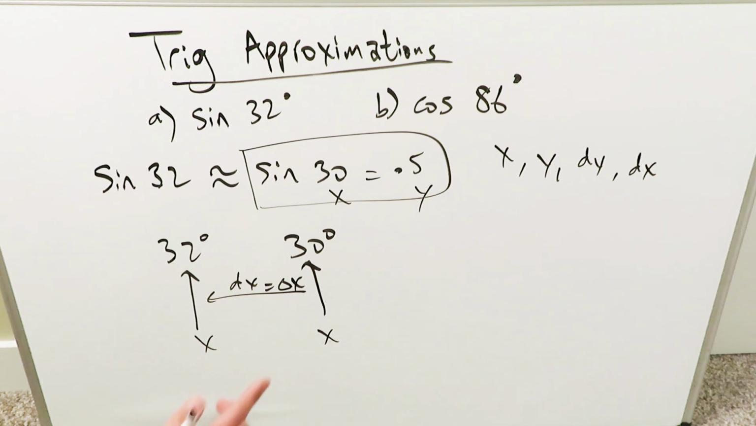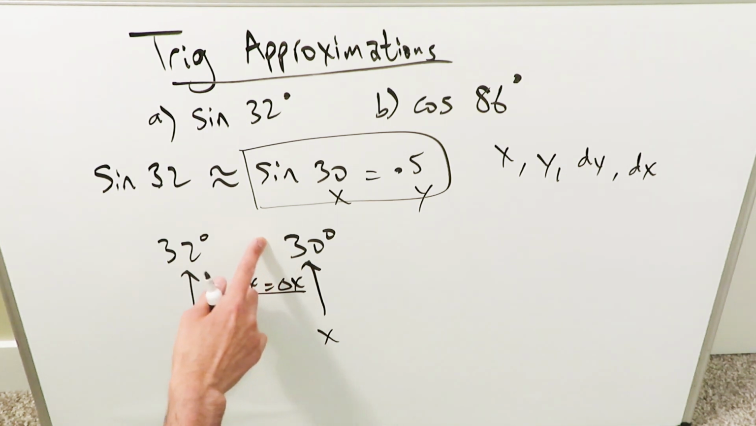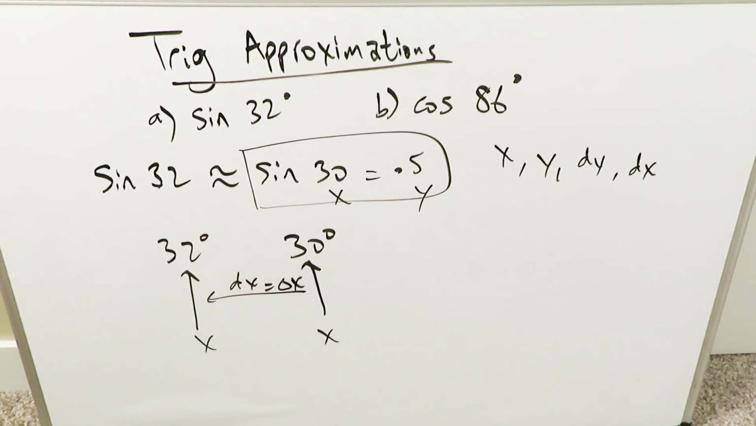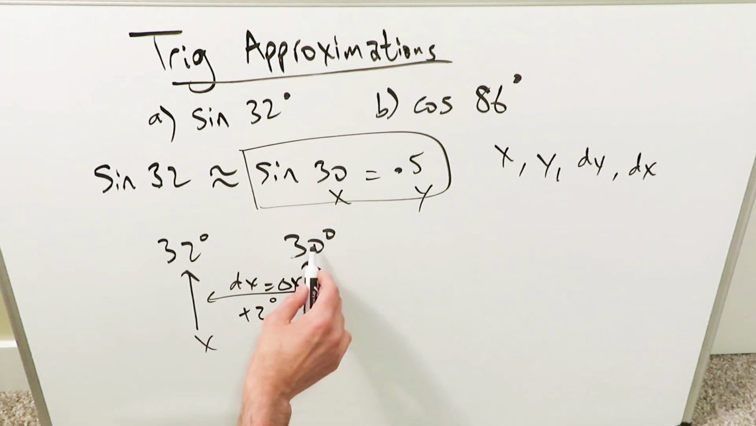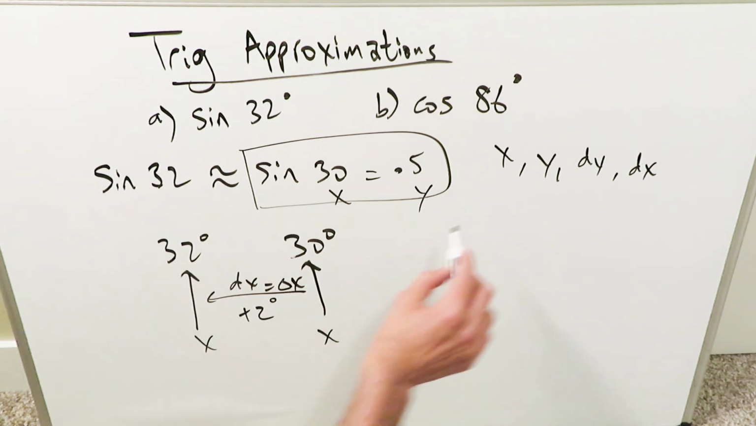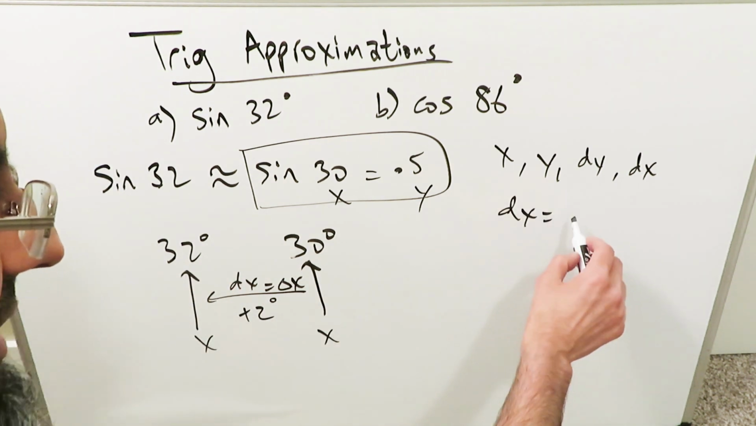You're seeing what is needed to get you from your known value to your test value or the value you're interested in. My known value is 30. I'm looking for 32. What is the delta x? It's a plus 2. Plus 2 degrees, because 30 plus 2 gives you 32. You know dx here is equal to plus 2 degrees.